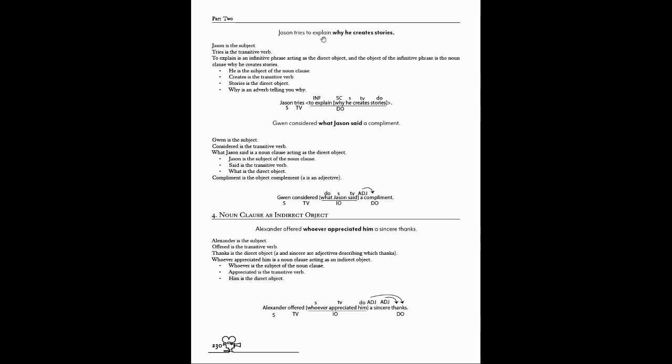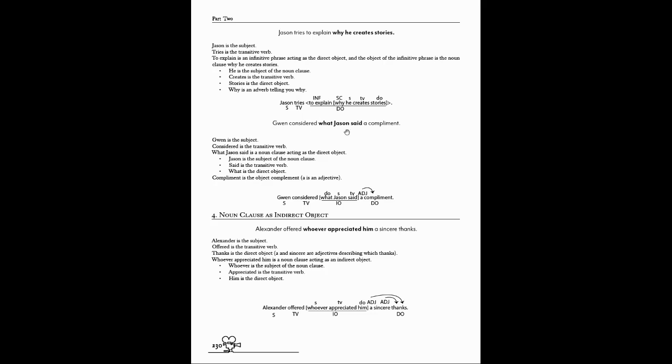But it starts with to explain. So we have an infinitive. And then that infinitive has an object. And the object of the infinitive happens to be a noun clause. So the whole thing is he creates stories. So that's a Steve Doe acting as the object of the infinitive to explain that whole clause, right, is the direct object inside a Steve Doe. Leave room when we diagram that. It's going to be messy.